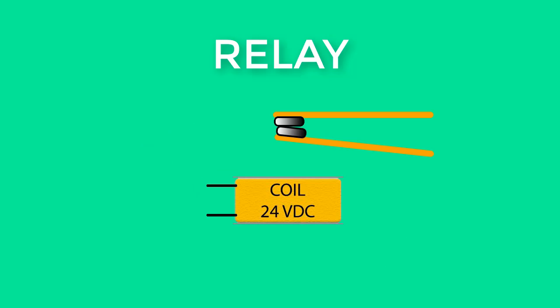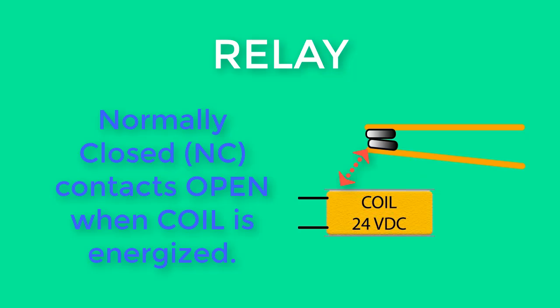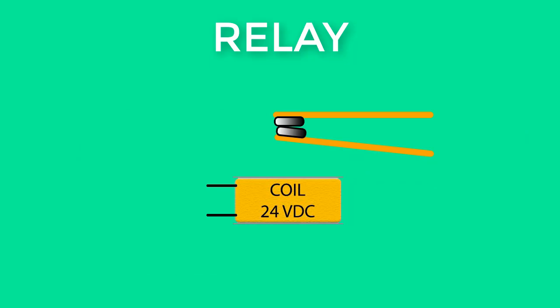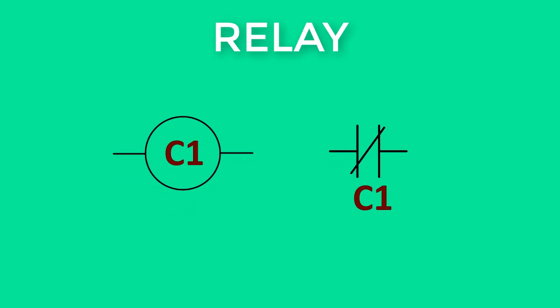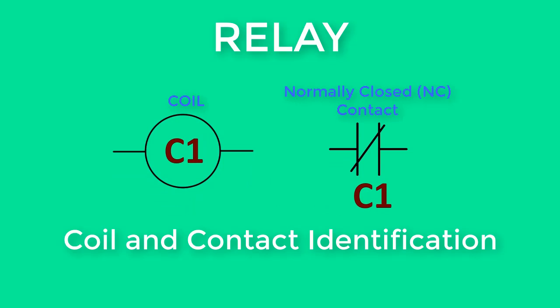Relay contacts may be normally open or normally closed contacts. Normally open contacts close when the coil is energized. Normally closed contacts open when the coil is energized. Notice the symbol for the normally closed contacts. The symbol identifies the contacts as closed and will open when the coil is energized.